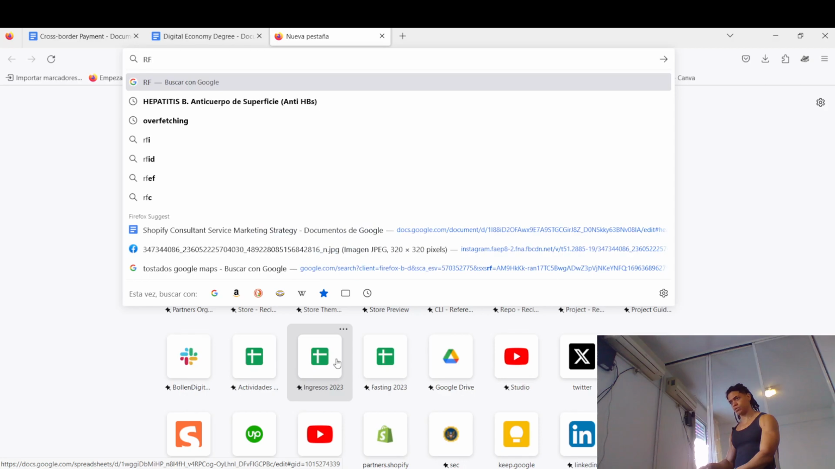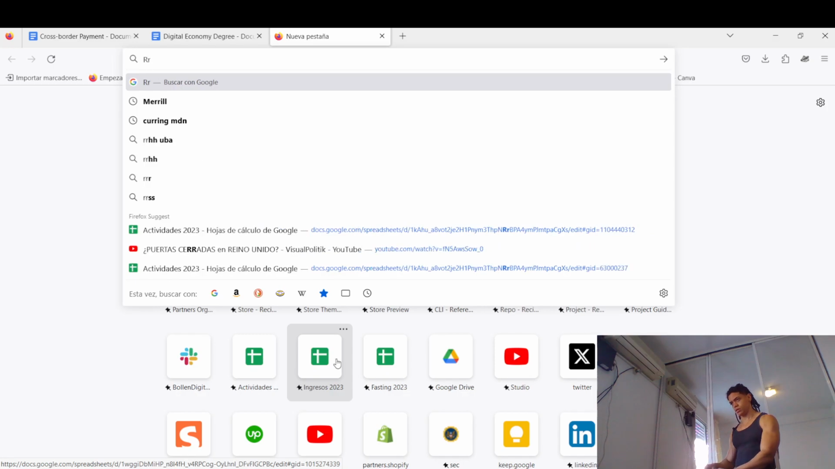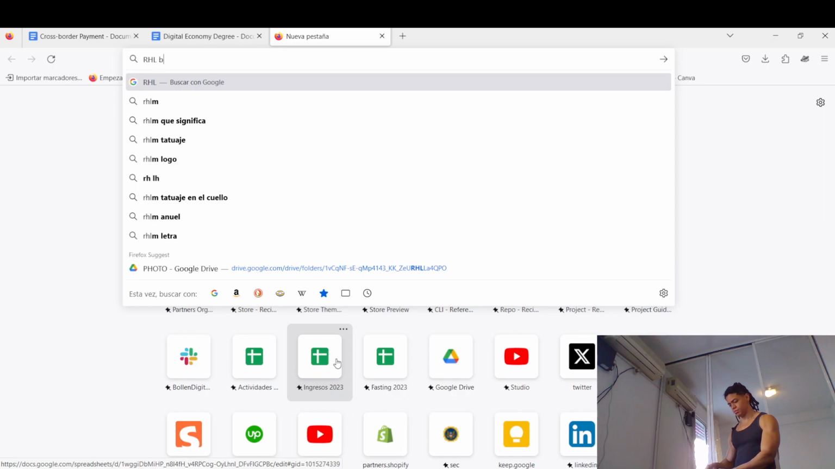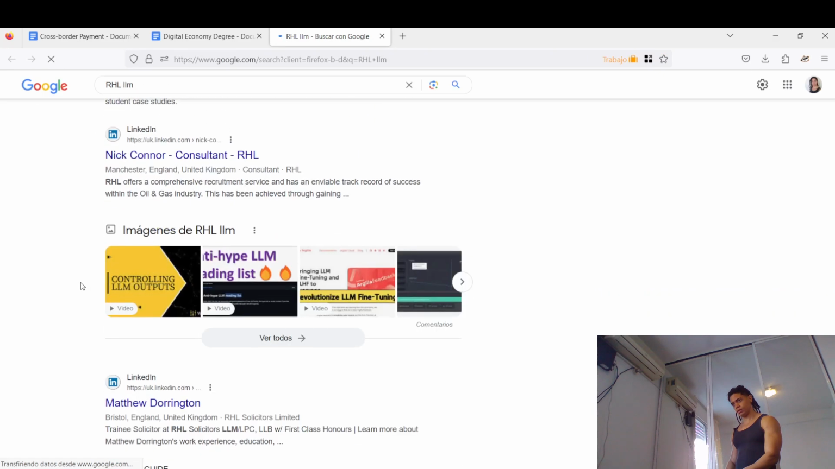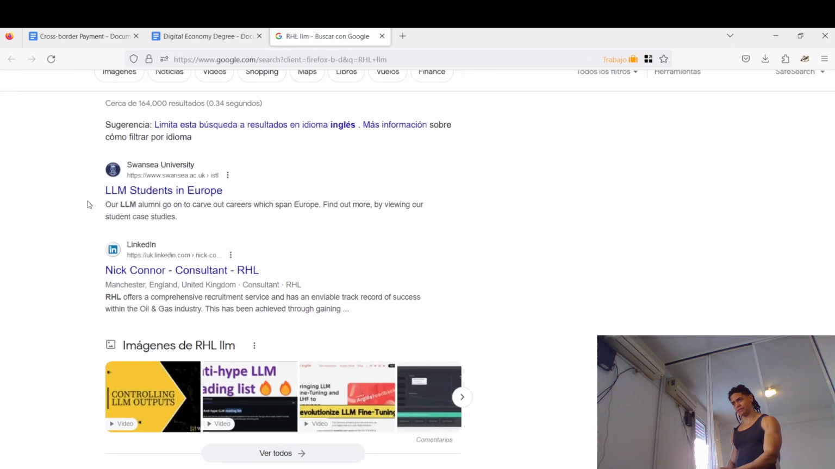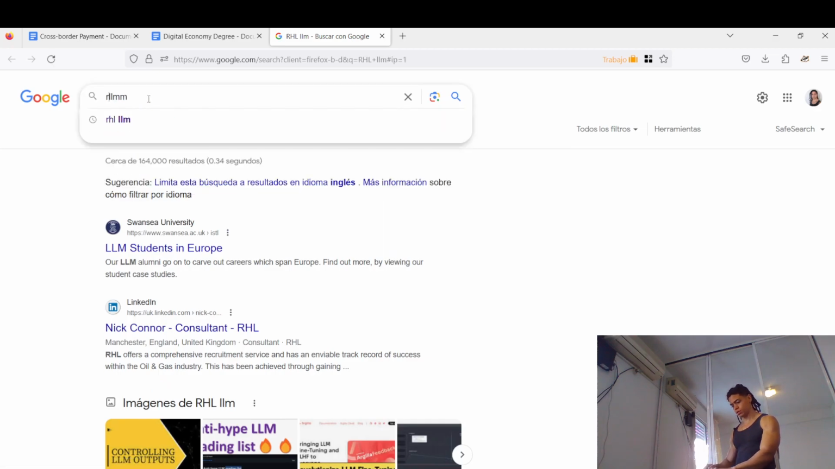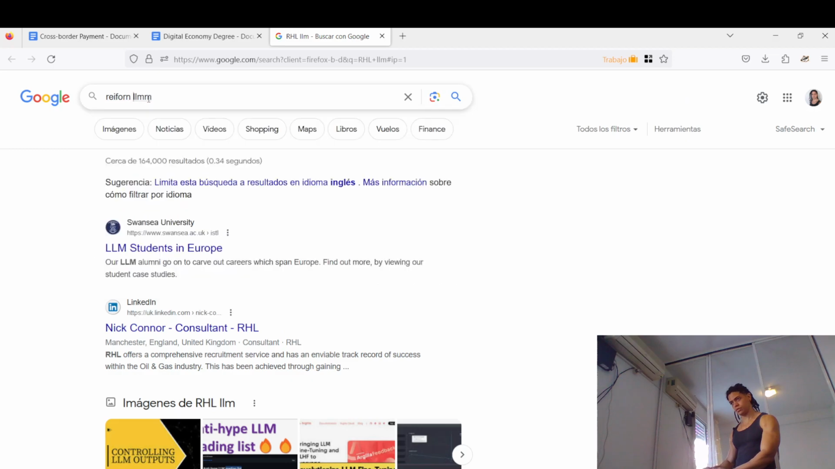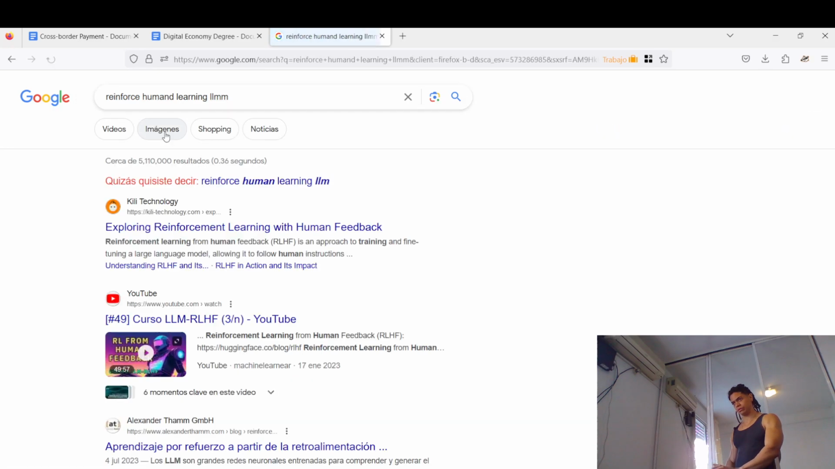reinforce HLL, I think it is this. Reinforce human learning in LLM. Let me see if I recall that, in LLM, or reinforcement learning, reinforce human learning, something like this.